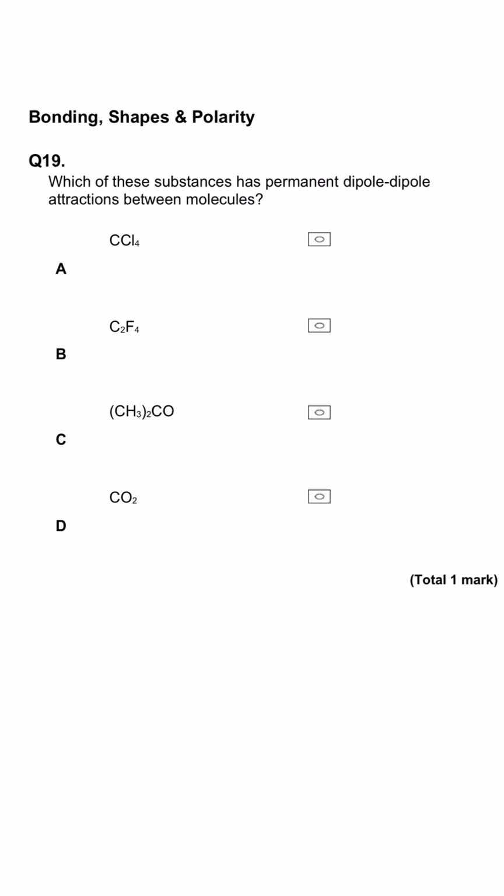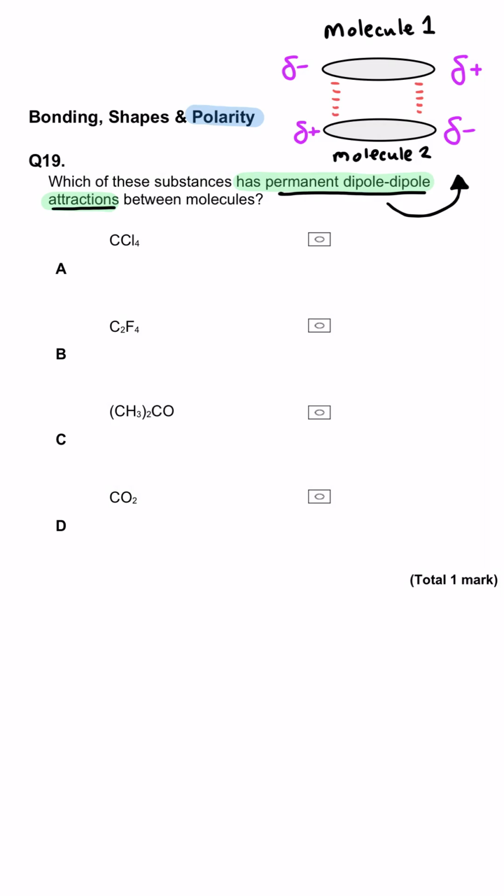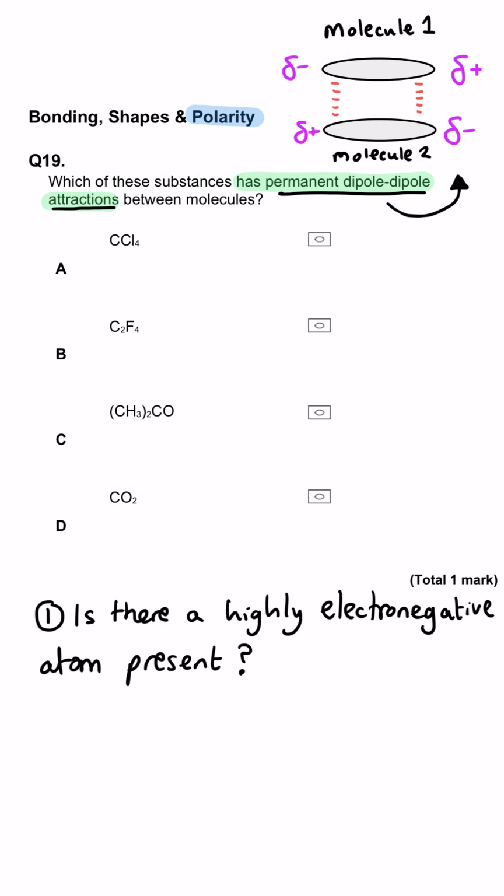Which of these substances has permanent dipole-dipole attractions between its molecules? Well, when you're working this out, you're looking for the presence of an atom that is particularly electronegative. So typically we're talking about nitrogen, oxygen, fluorine as being the big 3, followed by chlorine.